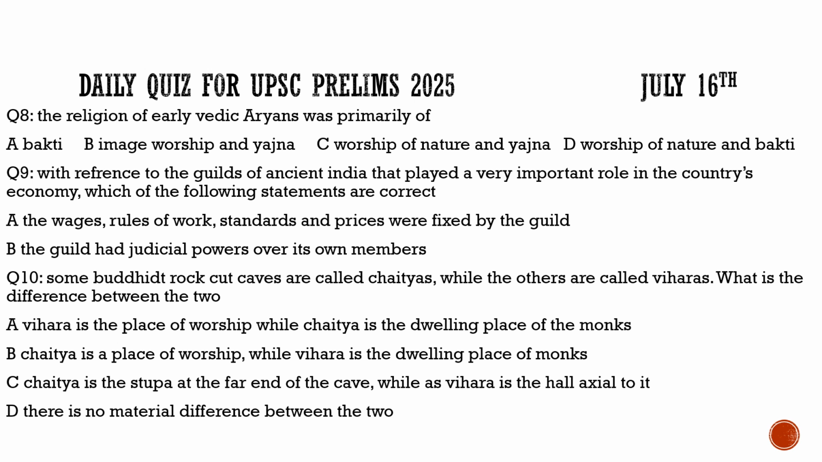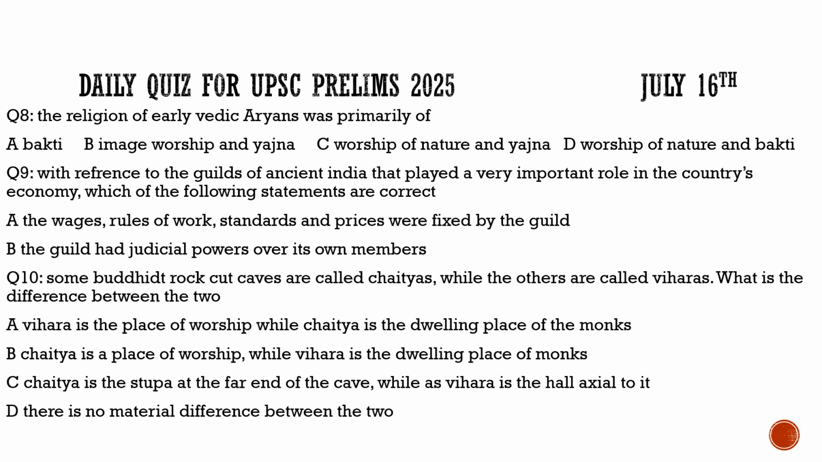Now coming to question number 10, here the question asks, some Buddhist rock cut caves are called chaityas while the others are called viharas. What is the difference between the two? Here option A says vihara is the place of worship while chaitya is the dwelling place of the monks. It is incorrect. Option B, chaitya is a place of worship while vihara is the dwelling place of monks. Option B is correct. Option C, chaitya is the stupa at the far end of the cave while vihara is the hall attached to it.